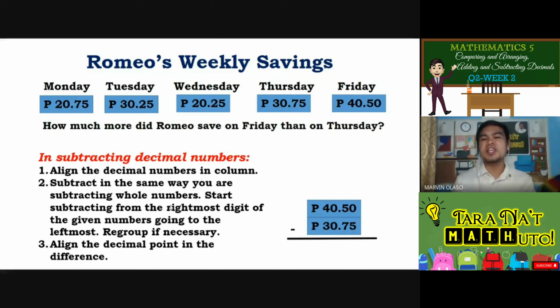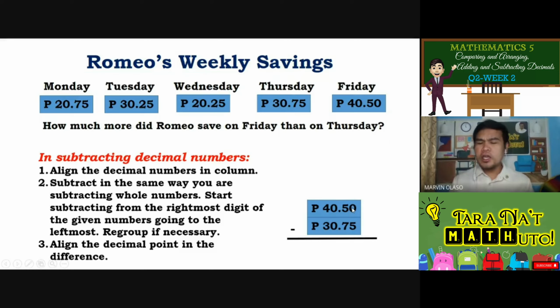Then we will start again. Also, we will start at the rightmost digits. We have 0 and 5. Can we subtract 5 from 0? So what are we going to do? Regroup if necessary. Did you still remember how we regroup? Borrowing or regrouping now. So we will regroup the number, okay?